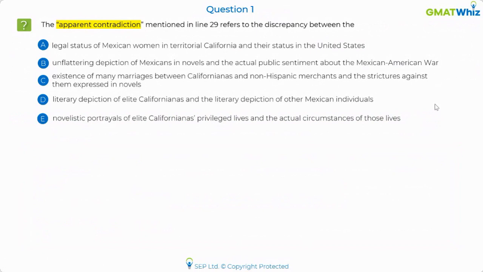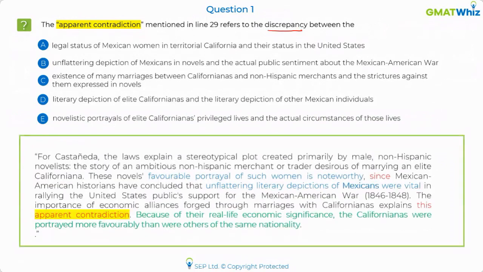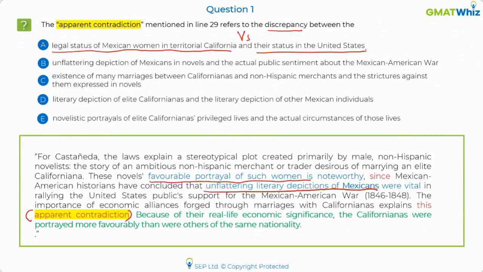The apparent contradiction mentioned in the line refers to which discrepancy? Now, just now we did pre-thinking. The discrepancy, so if you have reached apparent contradiction, let's trace back our steps. The only contradiction that is mentioned is favorable portrayal of such women, unfavorable depiction of Mexicans. Okay, so let's see. Is the discrepancy between the legal status of Mexican women in territorial California versus their status in the United States as a whole? No. And the depiction is not about the legal status as such. So A is out. Sorry, guys.